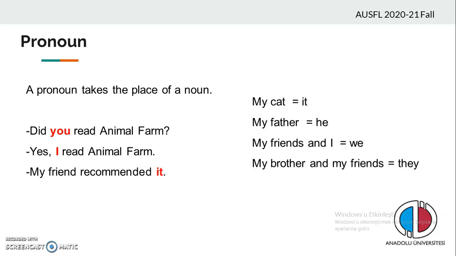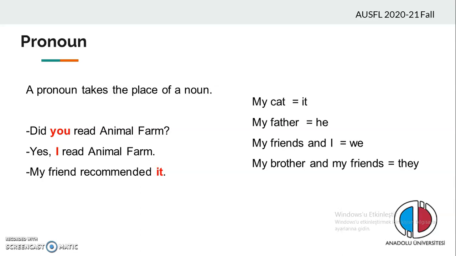Let's start. A pronoun takes the place of a noun. If you look at the examples, did you read Animal Farm? Yes, I read Animal Farm. My friend recommended it. Here it's a dialogue, and if you look at the red parts, you, I, and it, they are all pronouns. Both subject and object pronouns you can find here. In the following slides, we will have a look at these in detail.